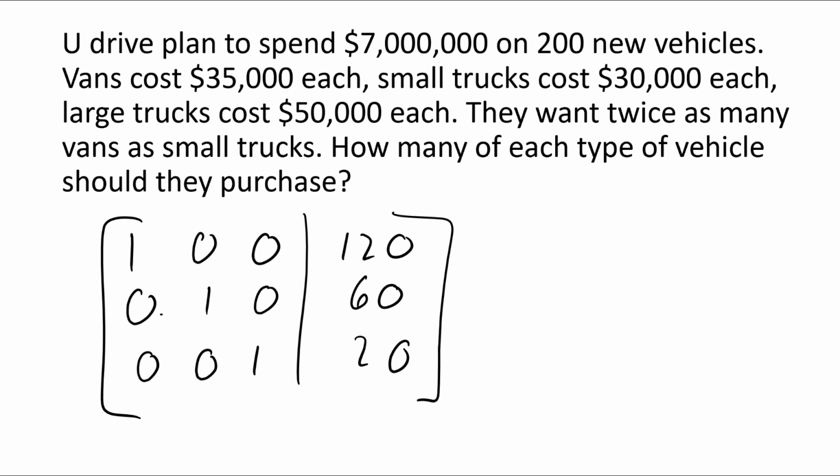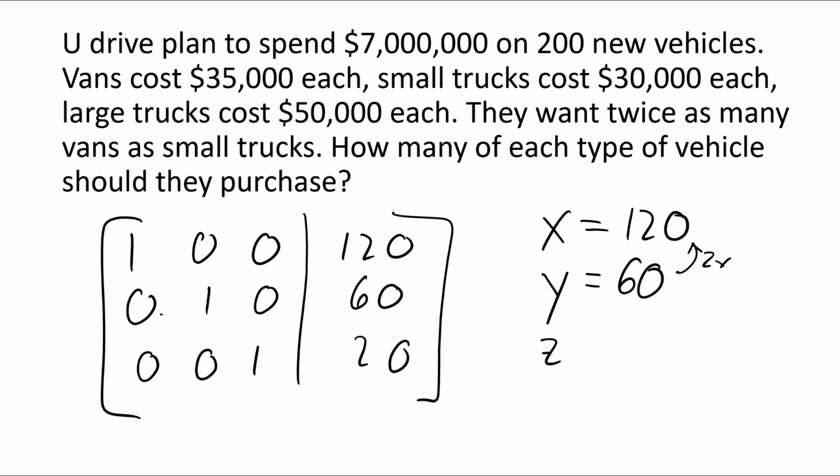All right, so if we write that out as a system of equations, that's going to be x, which is the number of vans, equals 120. Y, which is the number of small trucks, equals 60. We can already see that relationship worked out. The number of vans is double the number of small trucks. So that worked out great. And then z equals 20.